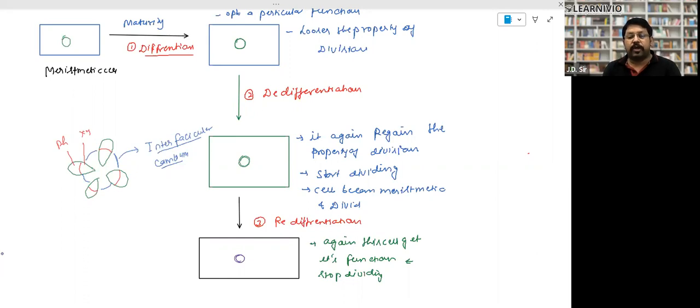Formation of interfascicular cambium is de-differentiation, differentiation, redifferentiation. So that question was there. I have seen that question. That's why I have made this diagram. So formation of interfascicular cambium is a de-differentiation process. Is that clear? Yes, sir.